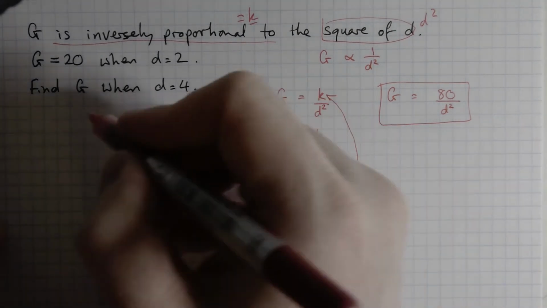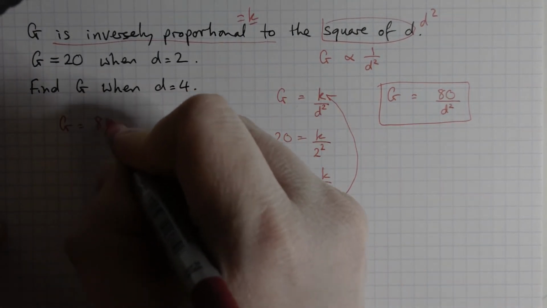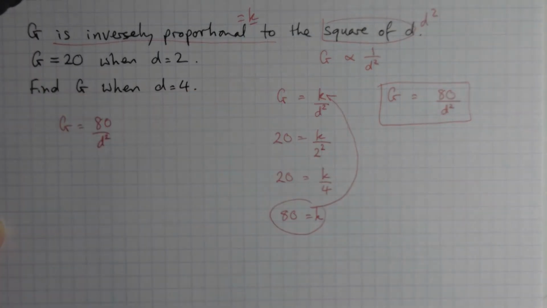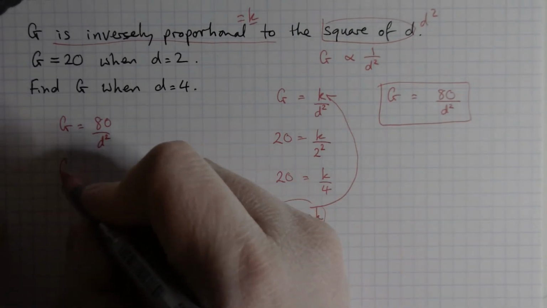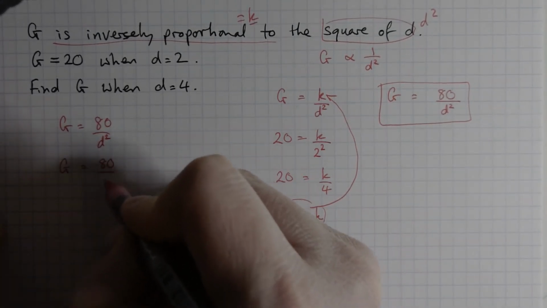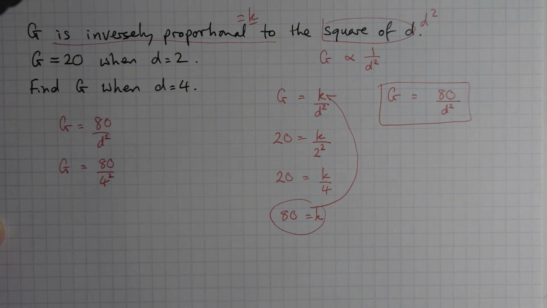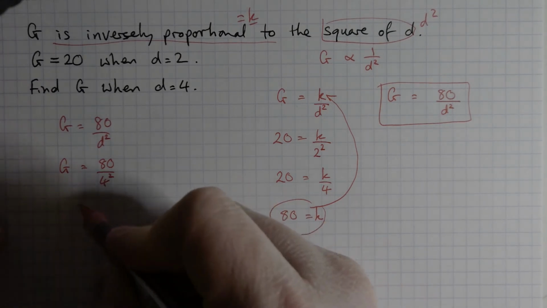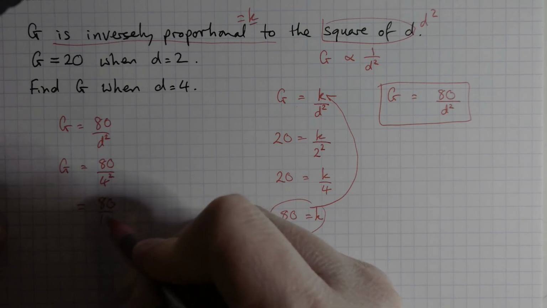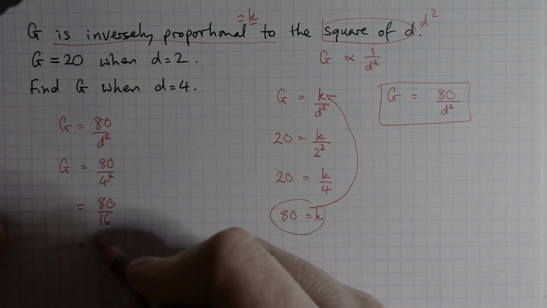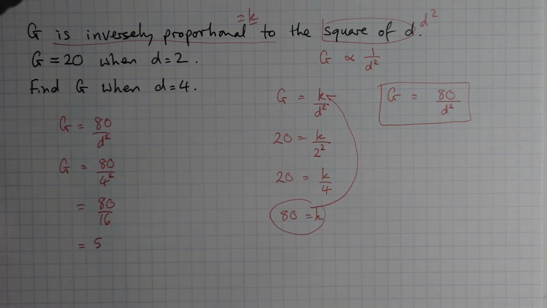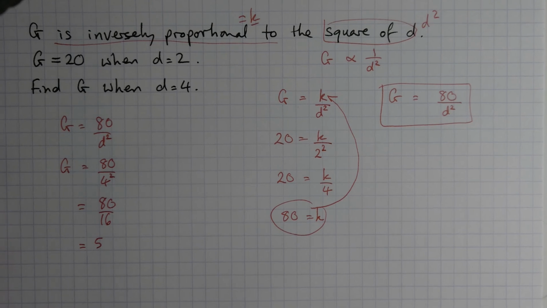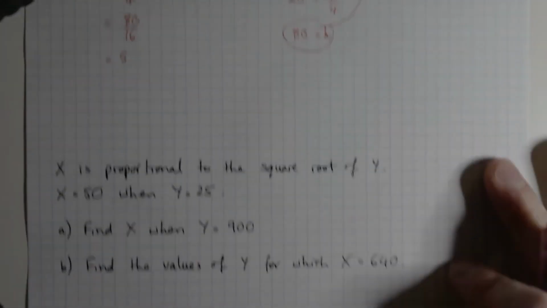So find G when D is 4. G equals 80 over D squared. Let's just substitute the D is 4. So G equals 80 over 4 squared. Again, don't forget the squared sign. Lots of people do at this stage. 4 squared is 16. And 80 divided by 16 is 5. So I'm done, G is 5 when D is 4.